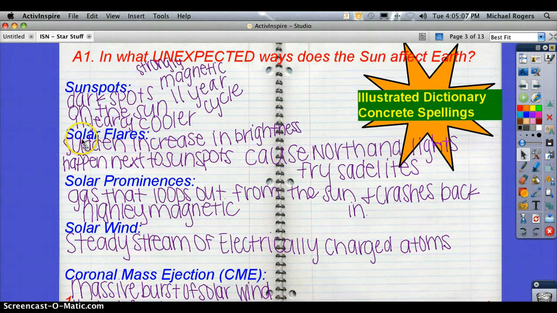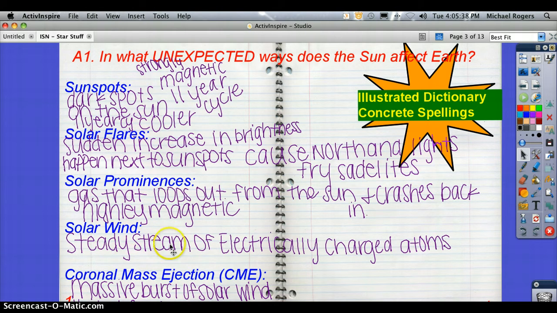Solar flares occur in conjunction with sunspots, and these are sudden increases in brightness that happen right next to the sunspots, and these will shoot out, hit the Earth, and cause the northern lights, and they will fry satellites too. Solar prominences, this would be what you normally think of when you think of the sun, all these flames, it looks like flames shooting out of the sun. And here a solar prominence is really gas that loops out from the sun and then gets pulled back in and crashes back into the sun. And solar prominences are highly magnetic.